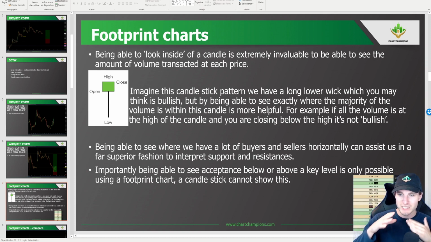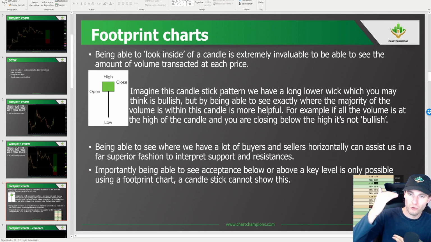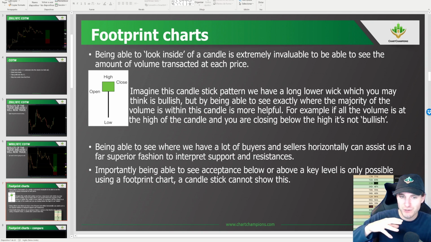This is how I would interpret this: if we had moved above the range on very low volume, then this move up is generally not accepted. When you break out of the range onto a new range, as I've covered in a previous live stream, you do want to see that accompanied with increases in volume.